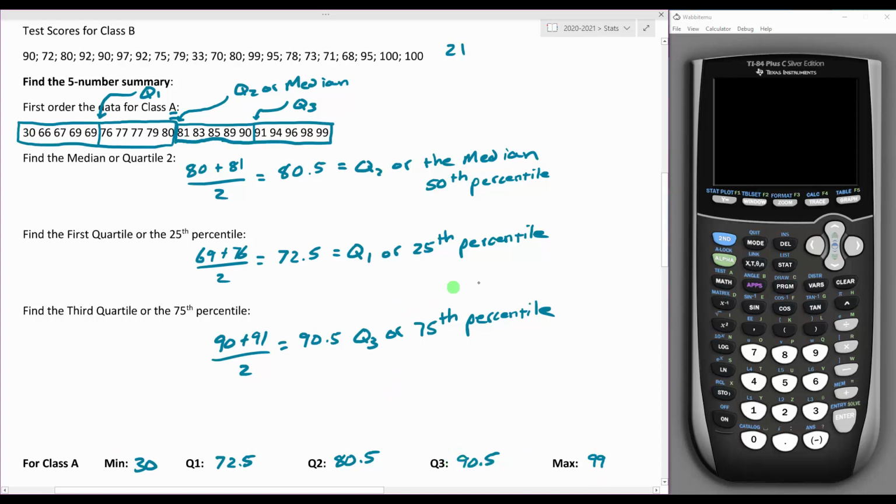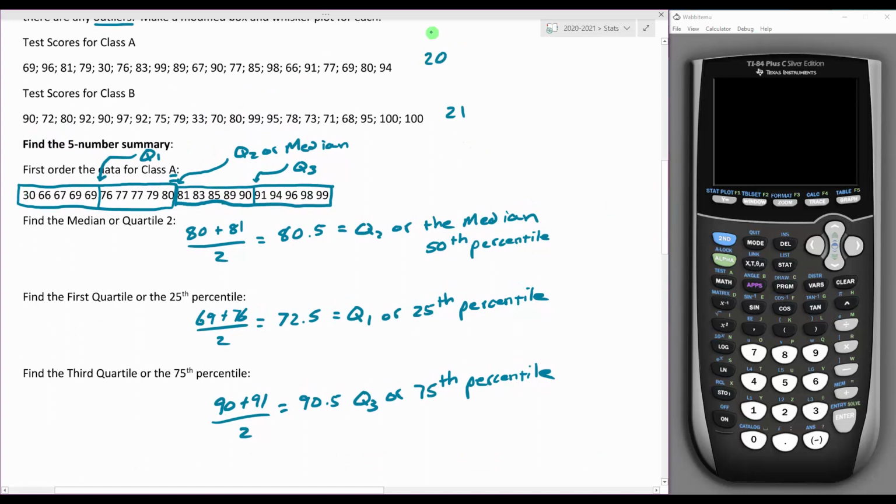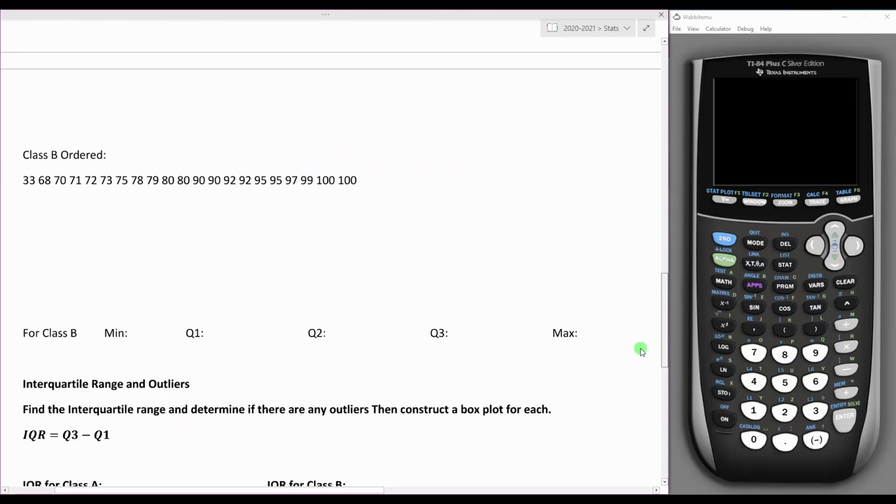Now things do change a little bit when you go from having an even number of pieces of data to an odd number of pieces of data. Remember, in our first class we had 20. Well, in our second class we have 21. So it's going to look a little bit different when we find these same pieces of data for class B. Let's take a look at that real quick.